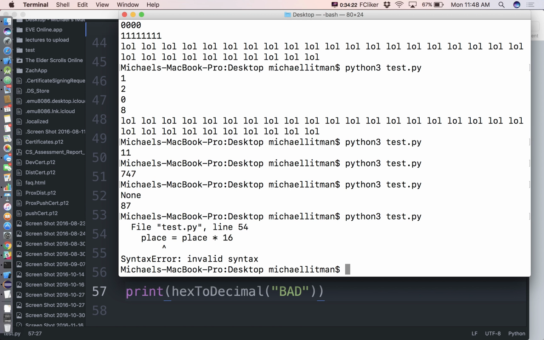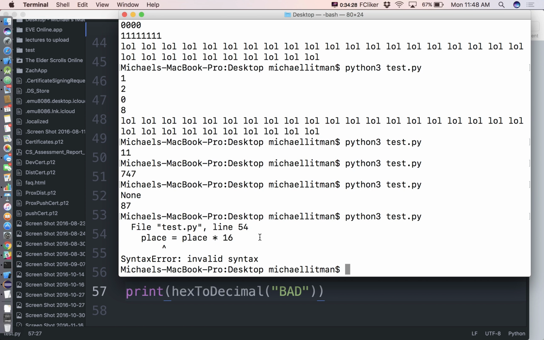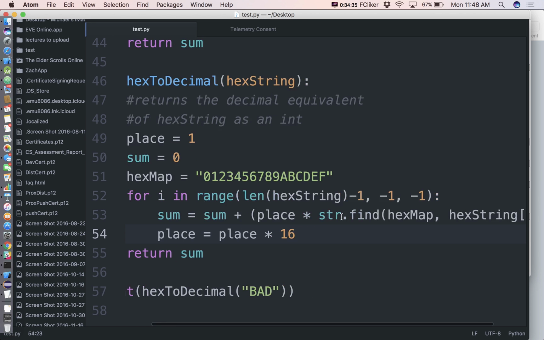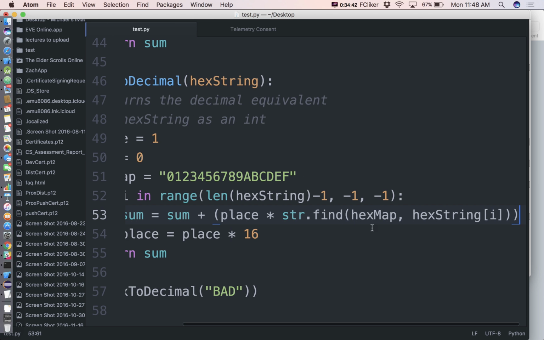All right, so we'll go ahead and run this. So it doesn't like this guy. Oh, because I have an extra... Yeah, I need an extra closing parenthesis here at the end. The find is a function, so there's the opening and closing parentheses for find, and then I multiply place by that guy, so there's the closing parenthesis for place.